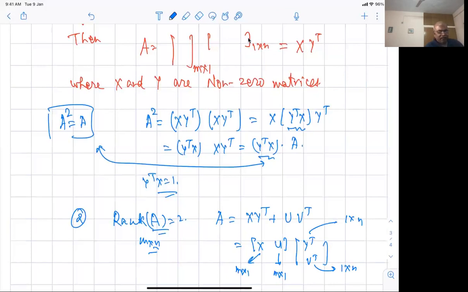Since I want it to be rank 2, some more conditions are required. That is, the rank of the matrix with columns x and u is 2, and the rank of the matrix with rows y transpose and v transpose is 2. I'll need that. All right. So we'll understand them better when we come to vector spaces, linear independence and dependence. But this is all we have for this lecture. All right. Thank you. Try to understand this through some examples.